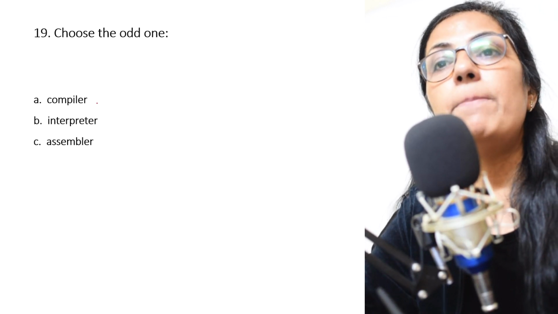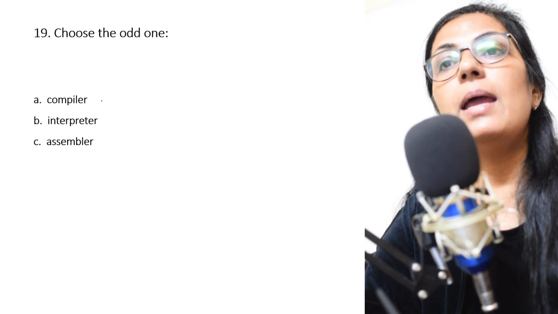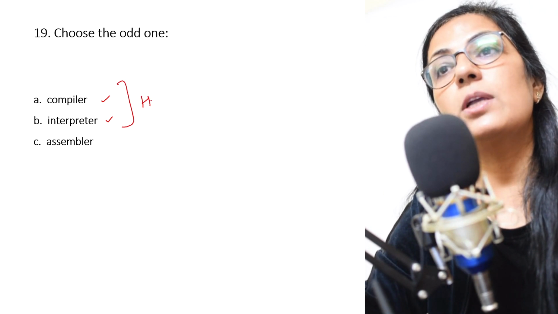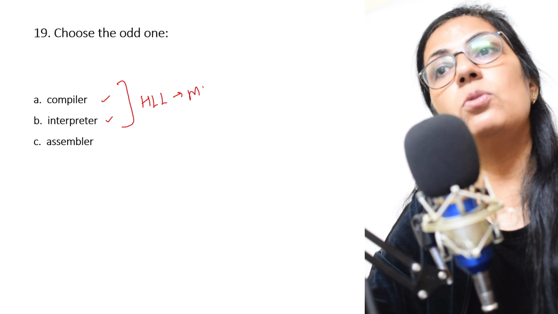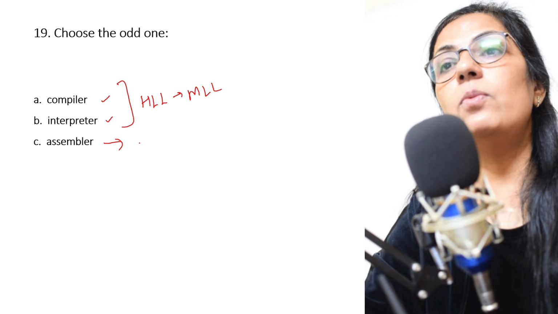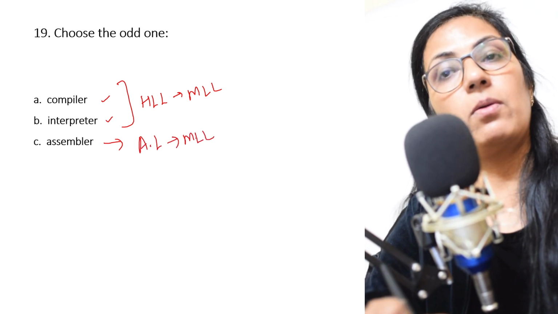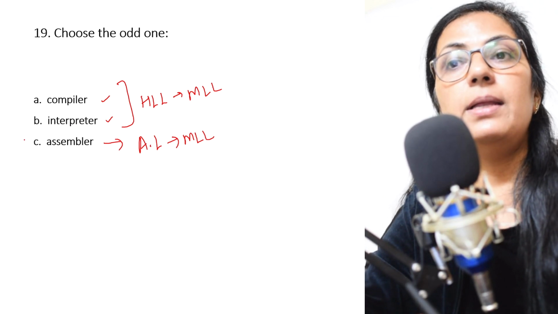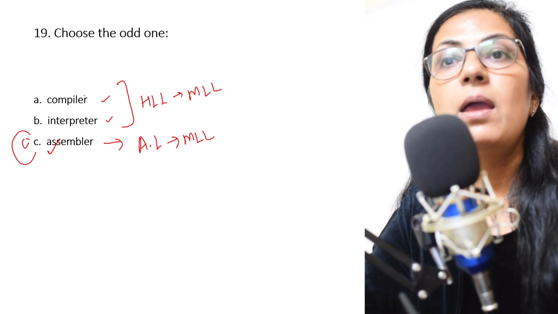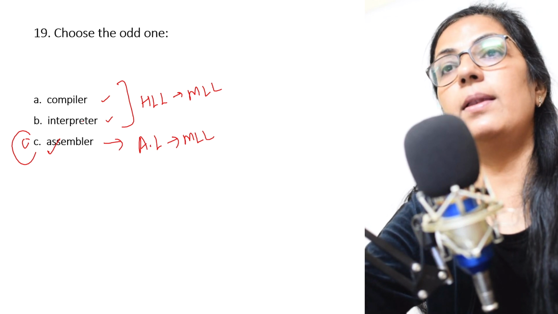Next we have compiler, interpreter, and assembler. Compiler and interpreter, both these are the translators which convert high level language to machine level language. Assembler is also a translator which converts assembly language to machine level language, right? So assembler is not in this group. Option C will be the odd one, because the first two are converting high level to machine level, right?